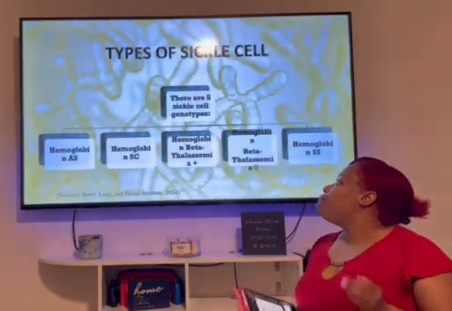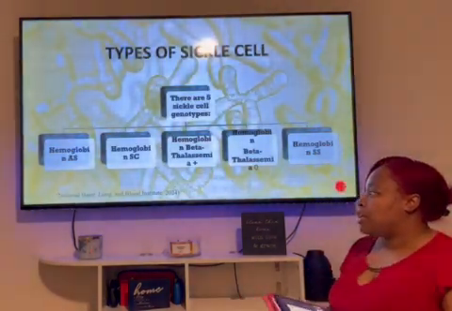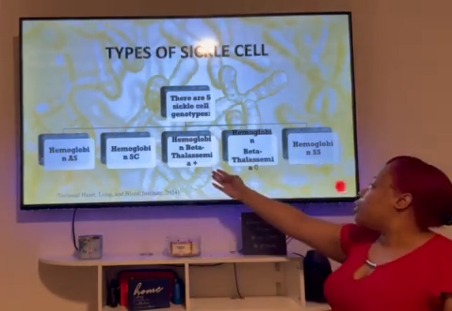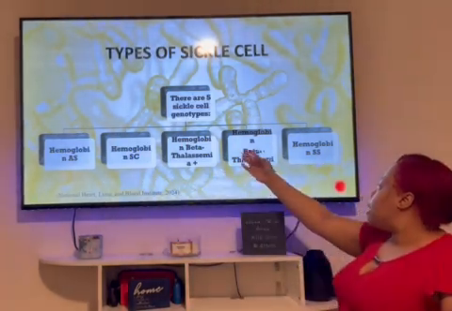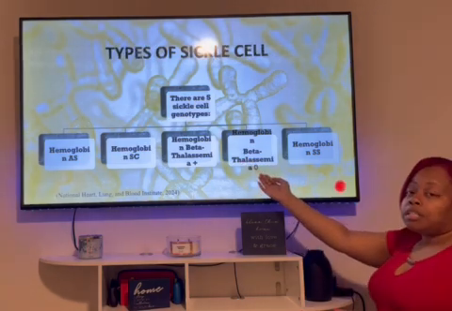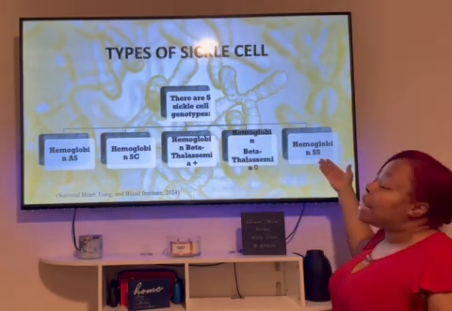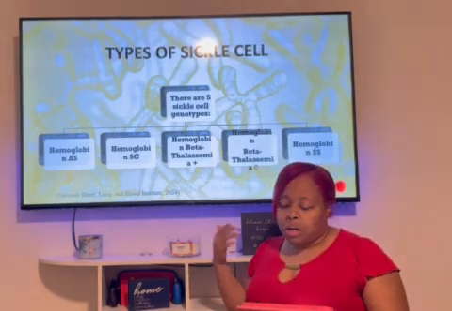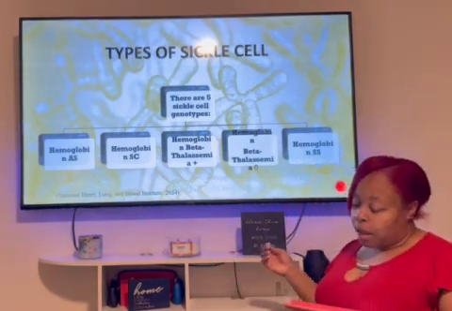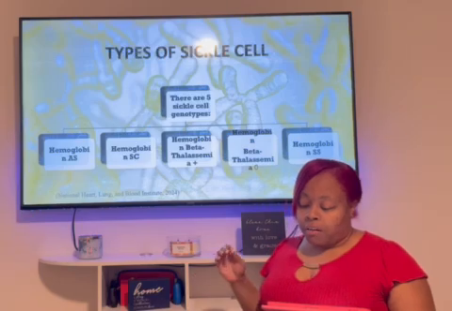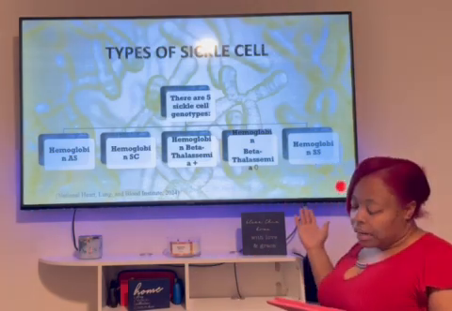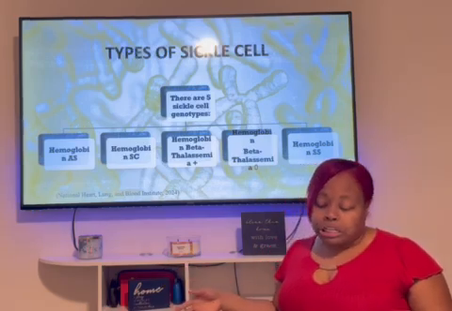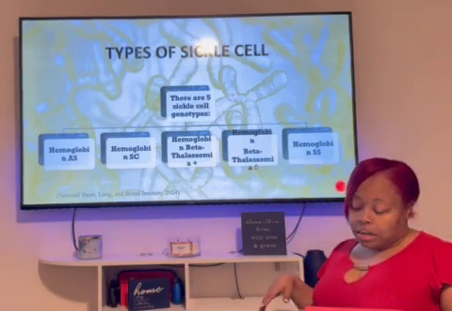Alright, so there are 5 sickle cell genotypes. There is hemoglobin AS, hemoglobin SC, hemoglobin beta thalassemia plus, hemoglobin beta thalassemia 0, and hemoglobin SS. As we know, the mutation of the hemoglobin is what causes the abnormal hemoglobin, hemoglobin S. There are 5 different types, as I just stated. These 5 genotypes determine the nature and the severity of sickle cell disease.